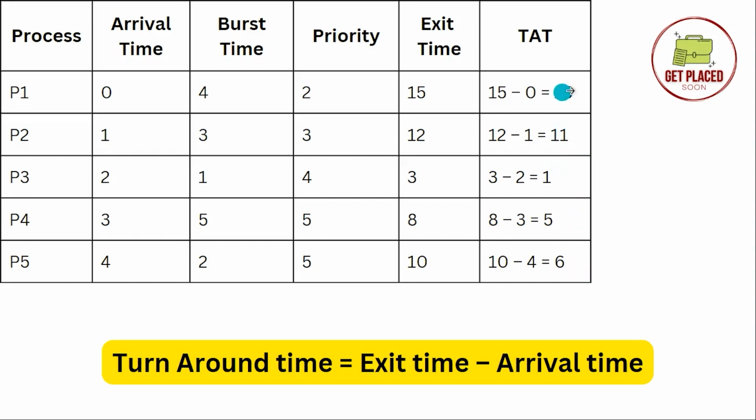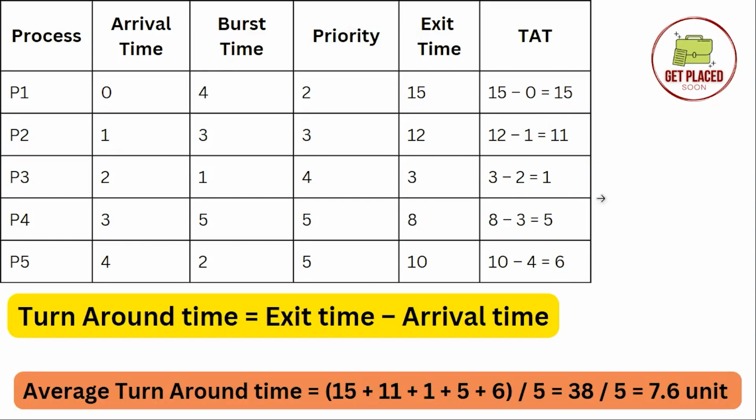Once you get turnaround time values for each of the processes, you can calculate the average by adding all these values and dividing by the total number of processes, that is 5. So that is 15 plus 11 plus 1 plus 5 plus 6 divided by 5, that is 7.6 units.